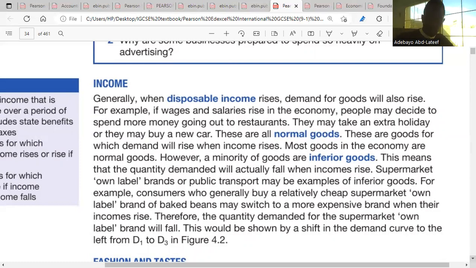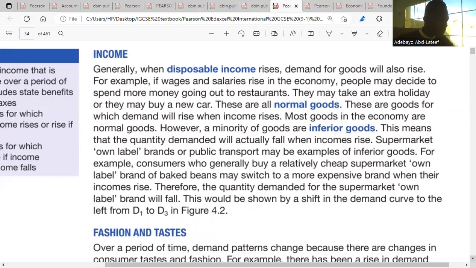So here I wrote, I said, when the disposable income rises, are you with me, please? Yeah. For income now, I wrote, when the disposable income rises, demand for goods will also rise. When the amount of money that you are able to spend increases, the demand for products will also, what? Will increase.